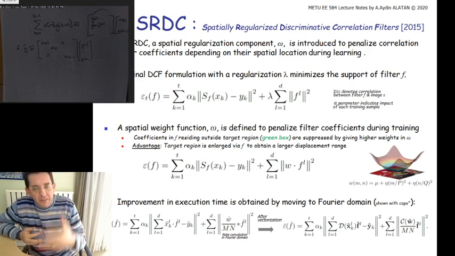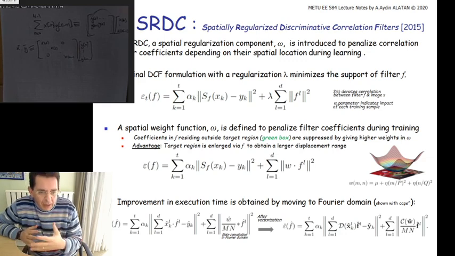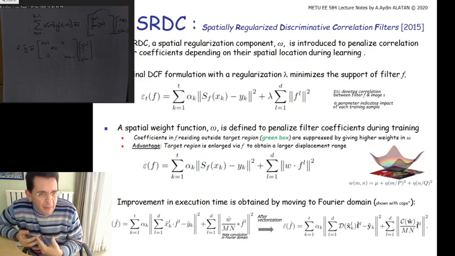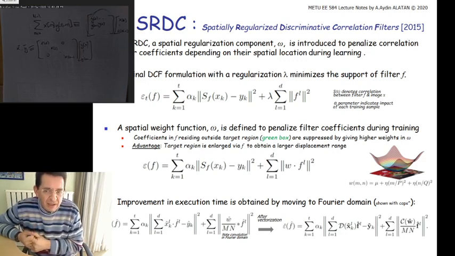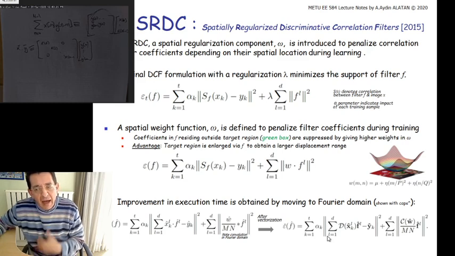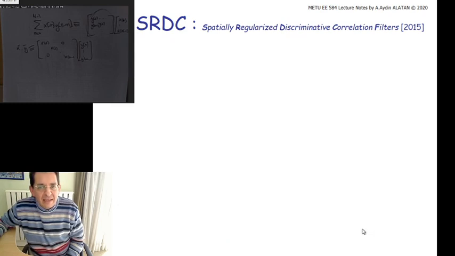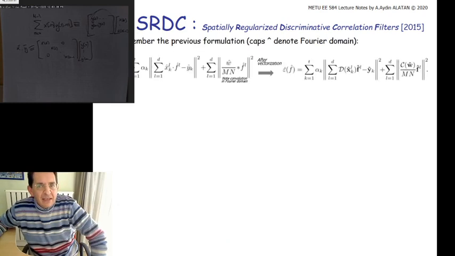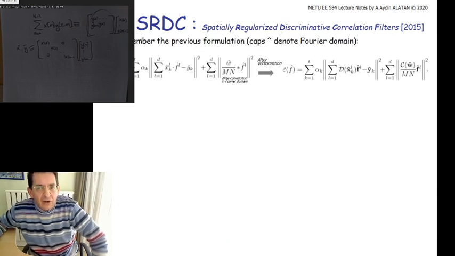Now, from this point on, the rest will be based on optimization, not simply taking the derivative and equating to 0. I have something to be obtained in terms of minimization with respect to f, and let's see how we can achieve this. This is the previous thing from the previous slide, okay?